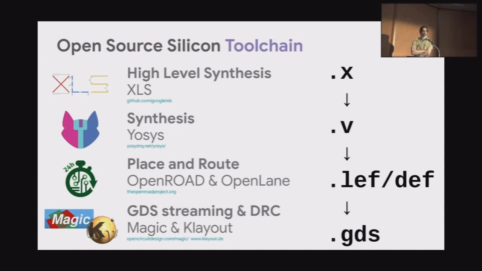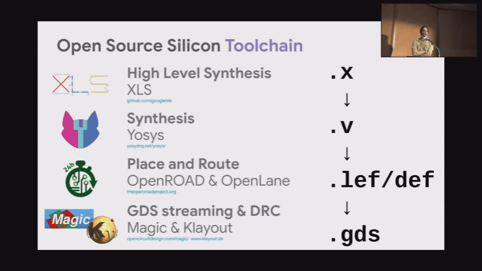And so what we really did contribute there as a company was to make sure that those tools were supporting the open source PDK I mentioned before. So we ensure that you could do synthesis, place and route, GDS streaming and DRC with those PDKs, using tools like Yosys, OpenROAD and OpenLane, Magic and KLayout.